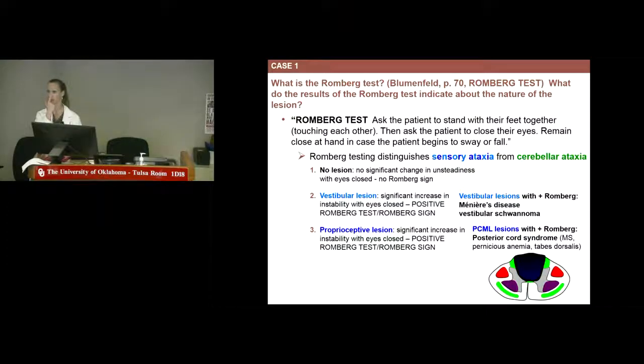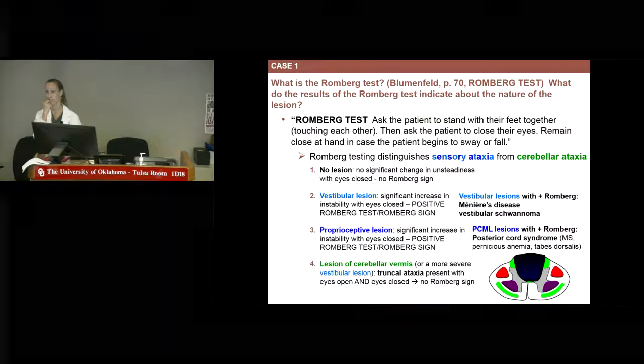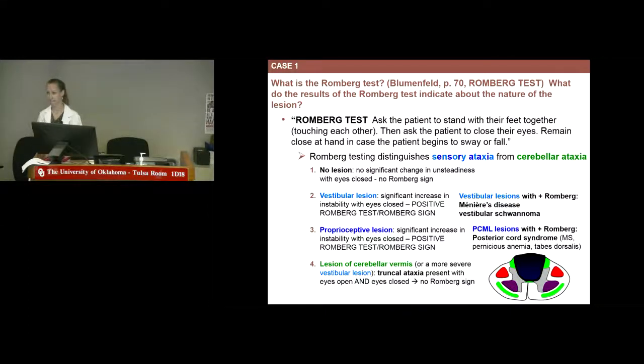Yes, ma'am? Which one was the one where they just literally fall over? Or is that kind of 2 and 3? Is there one where they would just collapse? Well, so all of these 3 are probably going to have some balance issues.